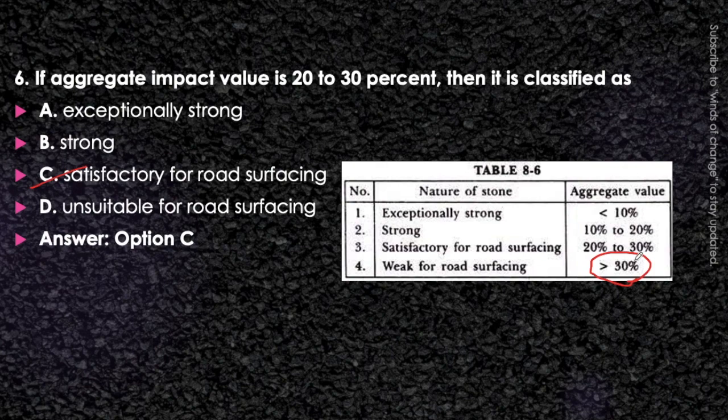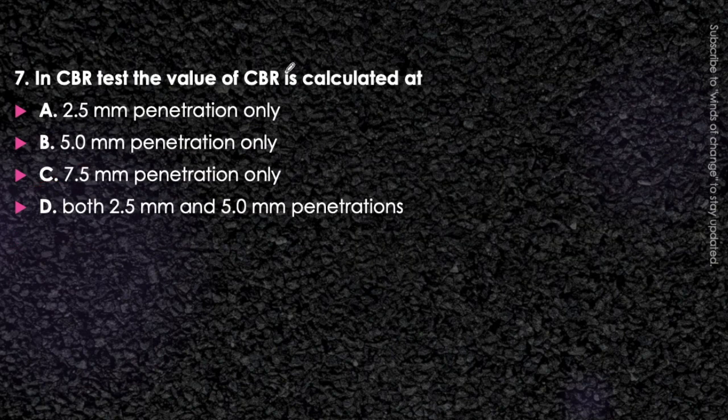Okay, next question. In CBR test, the value of the CBR is calculated at 2.5 mm penetration only, 5 mm penetration only, 7.5 mm penetration only, or both 2.5 and 5 mm penetration. So I think this is the easiest question of highway engineering. In CBR test, what are the penetration values? That is very easy to answer. We all know that CBR value is tested at 2.5 and 5 mm penetration.